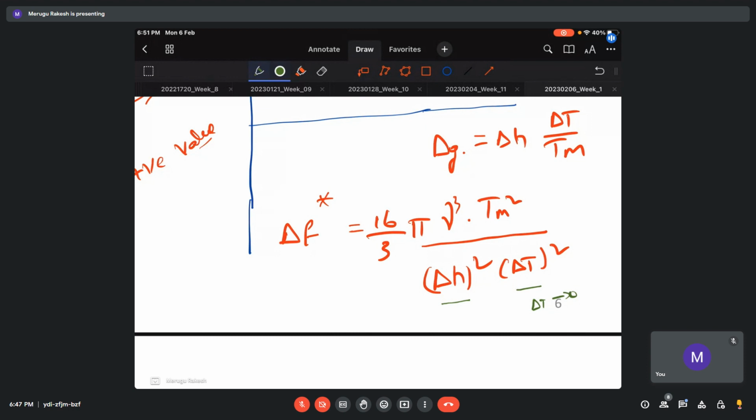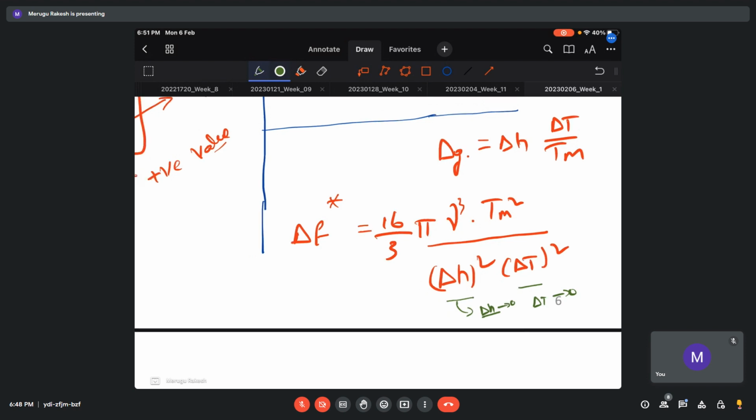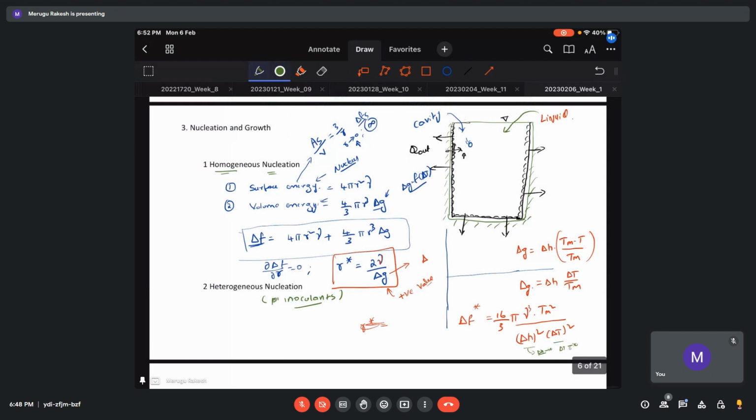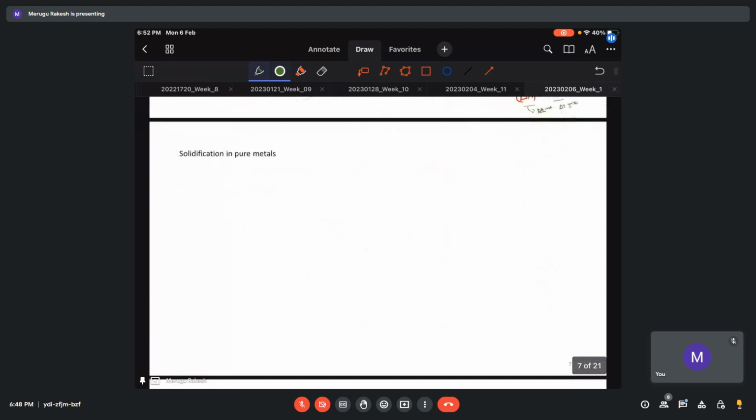The nucleus can never sustain. It will dissolve in the liquid itself. Similarly, if this delta H term, the enthalpy of fusion, tends to zero, the similar thing happens. We have several other factors also, but you need to concentrate only on these two factors for now, because this was the barrier I was discussing in order to establish this nucleus in the liquid metal. Okay. So having understood this concept, we can go back to the nucleation of liquid metals.